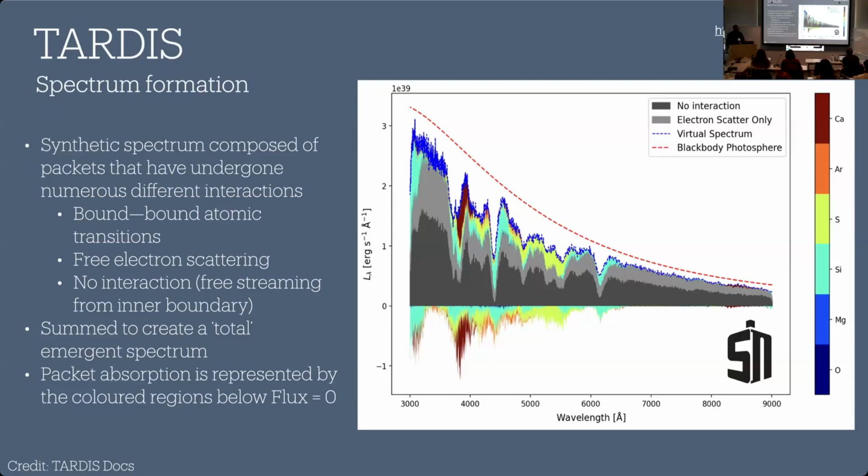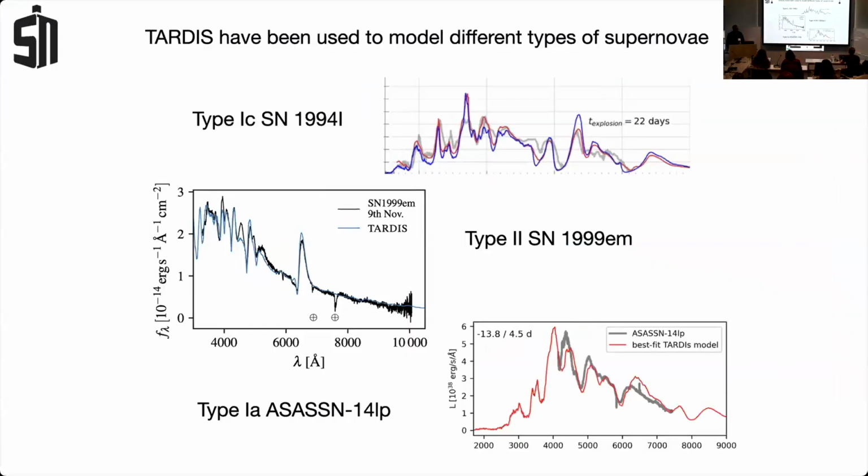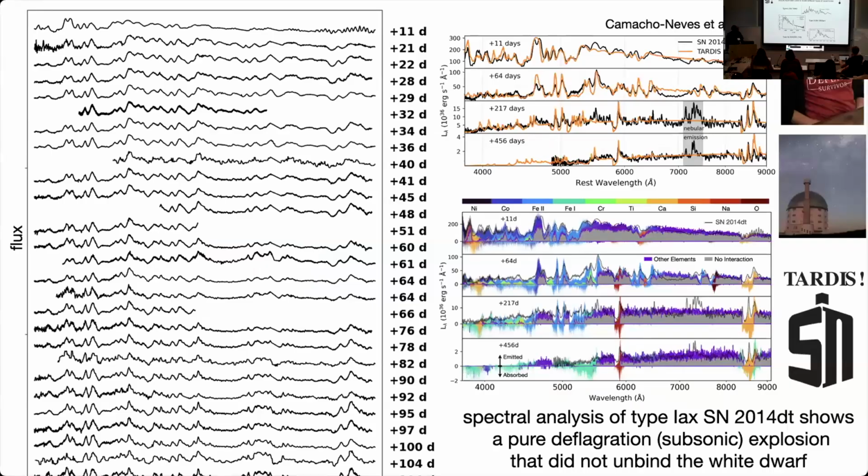It makes a lot of assumptions, but the nice thing about 1D is you can get plots like this, which show you what was the last thing the photon did before it got to you. It got absorbed by this particular element. With the right inputs, TARDIS has done a good job of modeling many different kinds of supernovae, from core collapse to thermonuclear, Type Ia, Type II, et cetera.